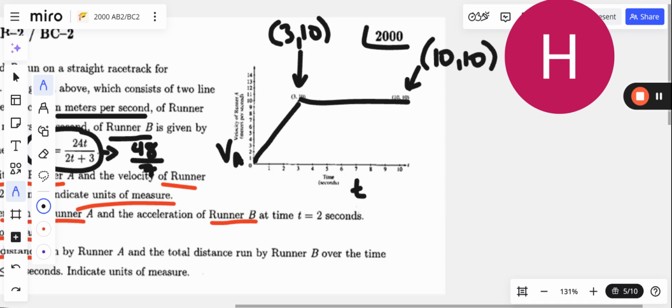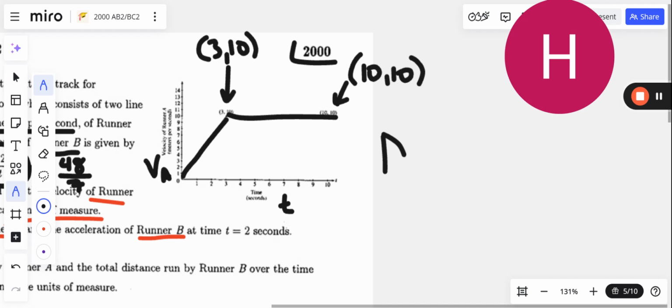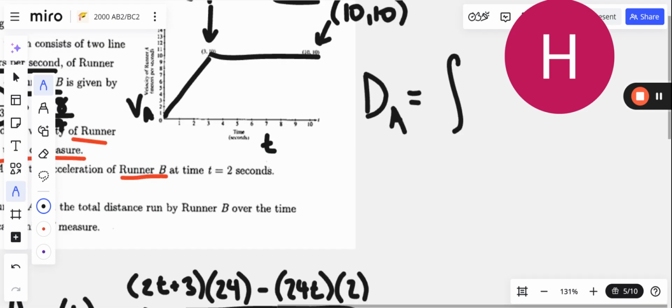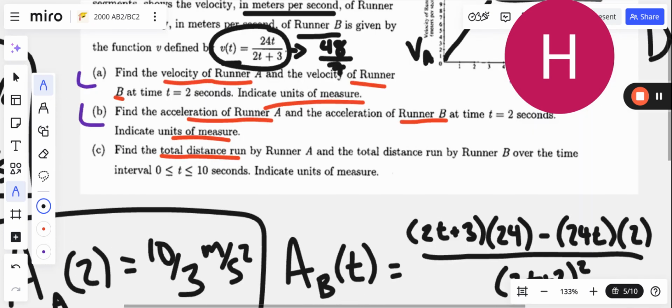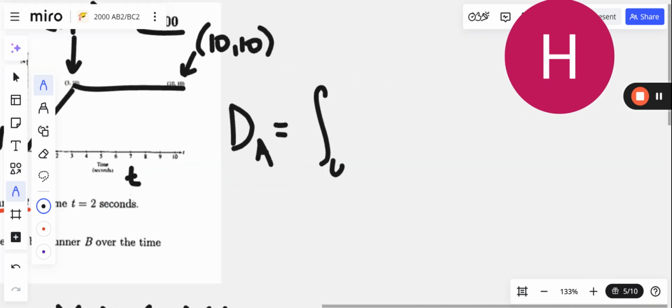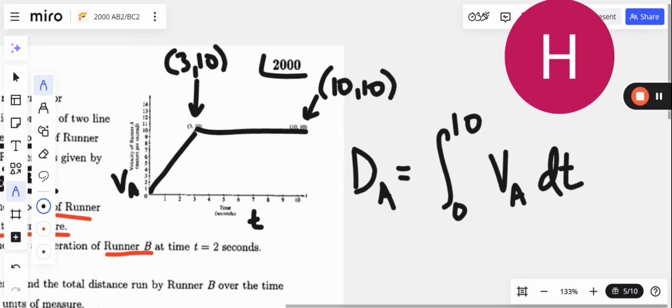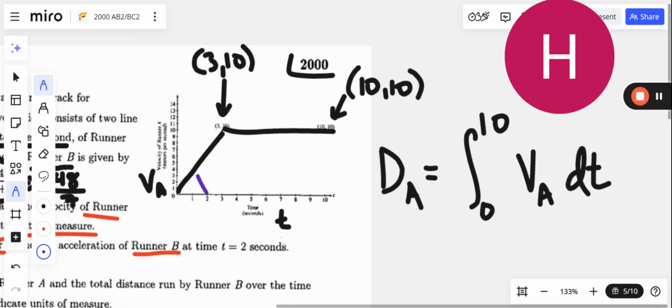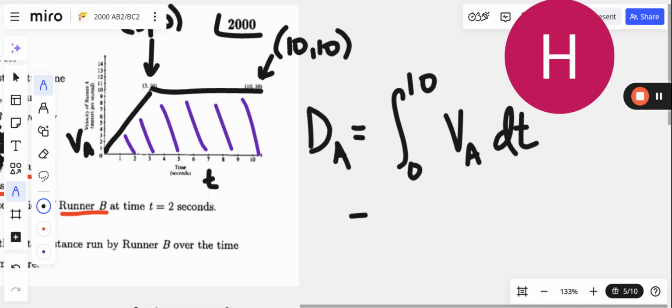So, the total distance for A, we'll just call it D. dA is simply going to be the integral. Oh, this is from 0 to 10? Yeah, from 0 to 10. So the integral from 0 to 10 of VA dt, which is just going to basically be adding up the area of this very simple trapezoid here. We're not going to use an antiderivative. We're just going to use the trapezoid.